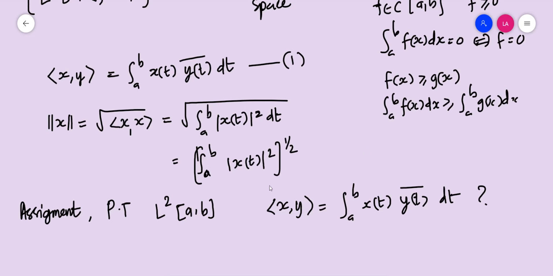Now what about its completion? Is it complete, or is it a Hilbert space? So that's an assignment for you.